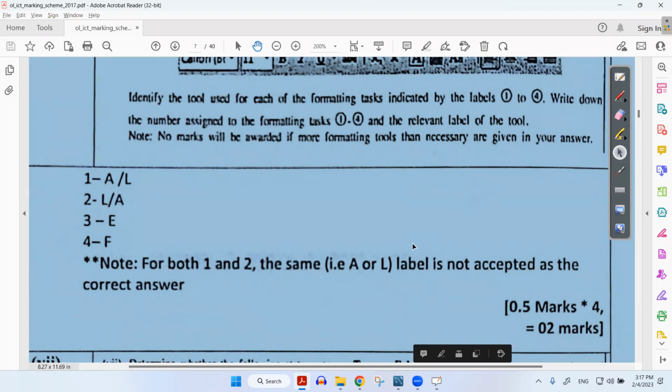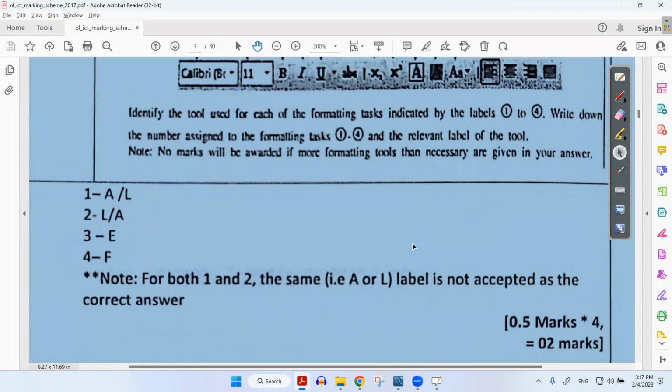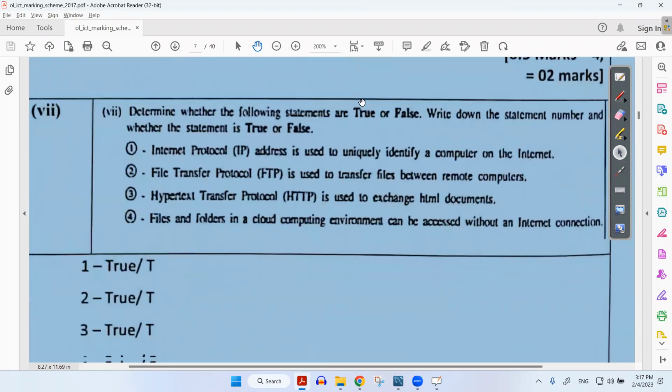So in the note that they said for both 1 and 2, the same label is not accepted as the correct answer. Right? Be careful. Be careful.